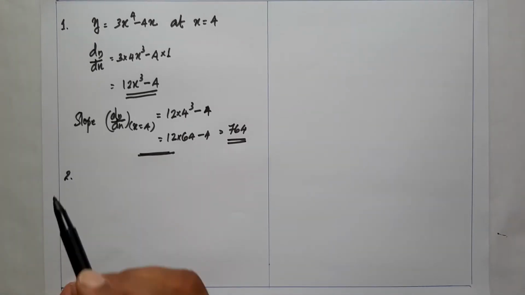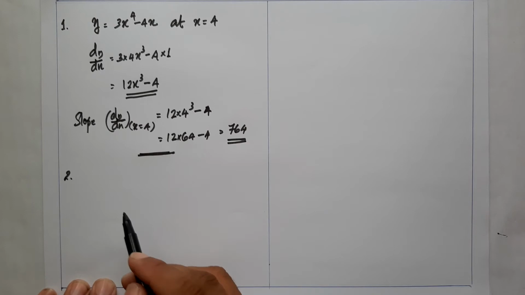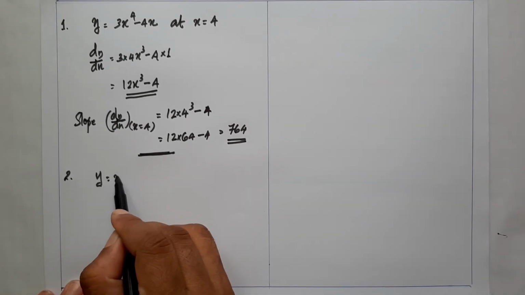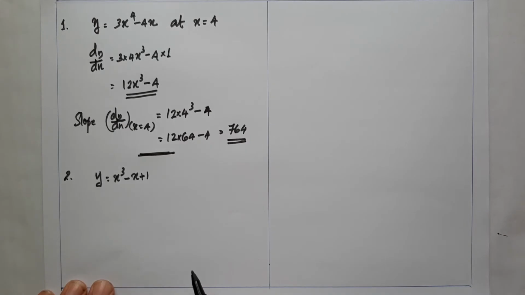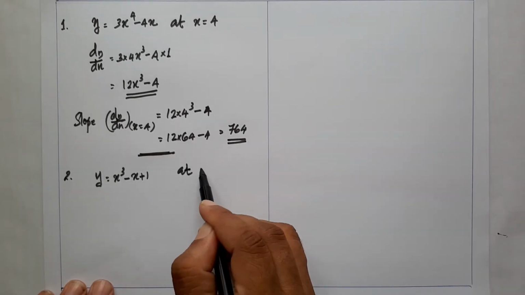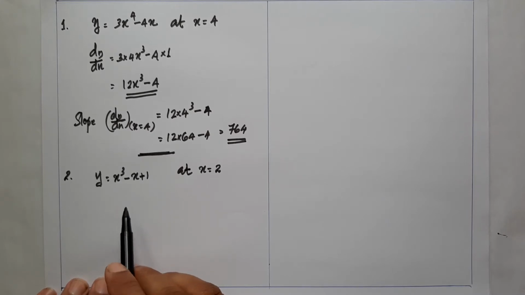Now the second question. Find the slope of the tangent and normal to the curve y is equal to x cube minus x plus 1 at x is equal to 2.